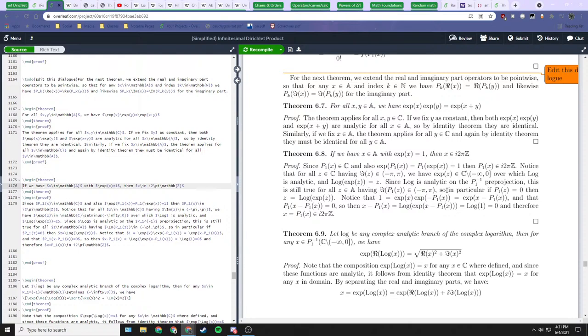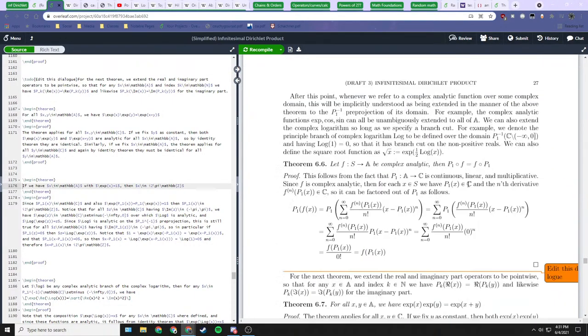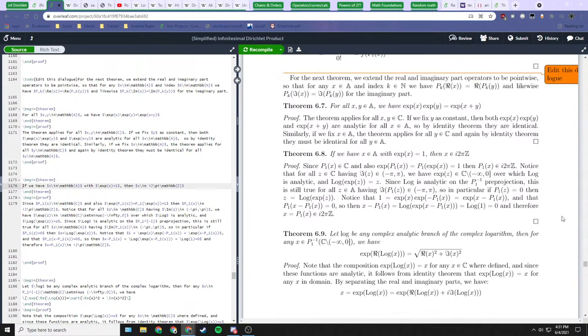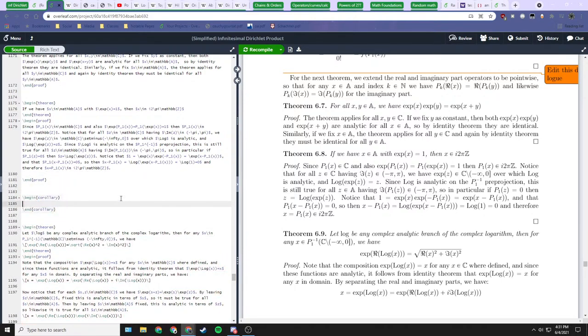So that's that. So we have this addition property, and that will help us do this. Let's add a corollary to this. If we have x and y in A with exp x equals exp y, then there is n in z with x equals y plus i2 pi n.